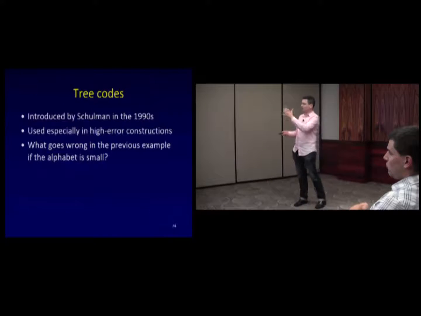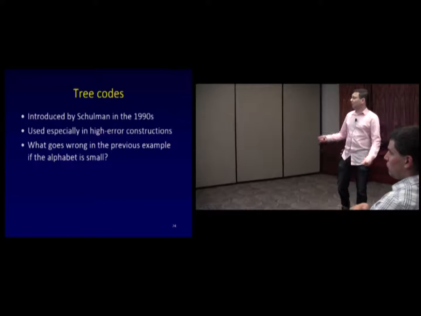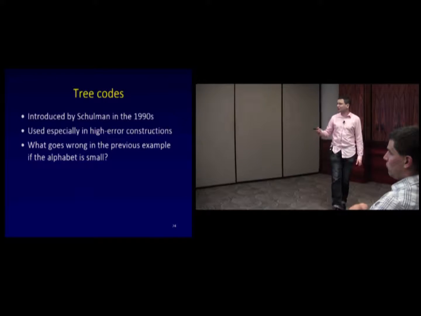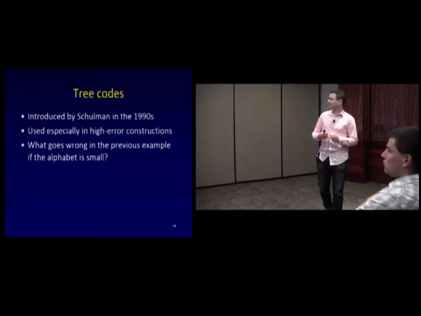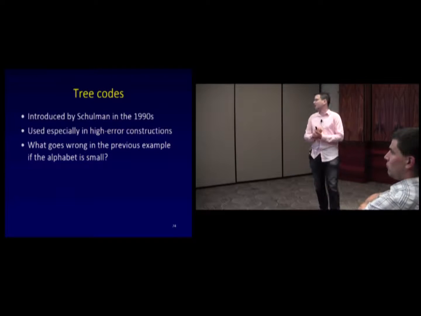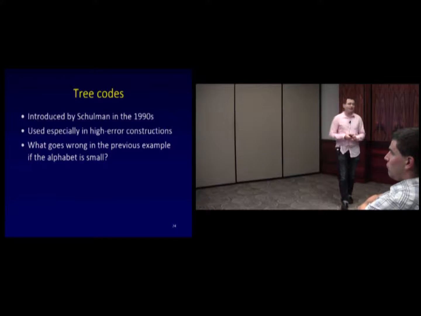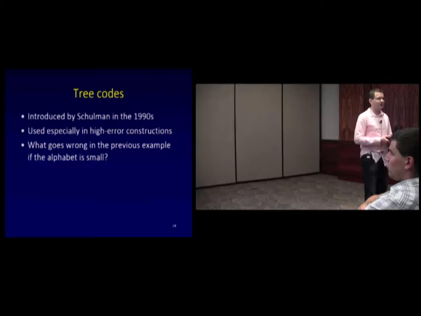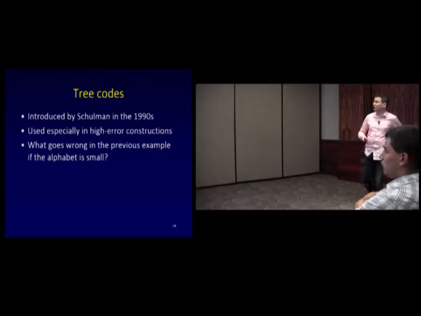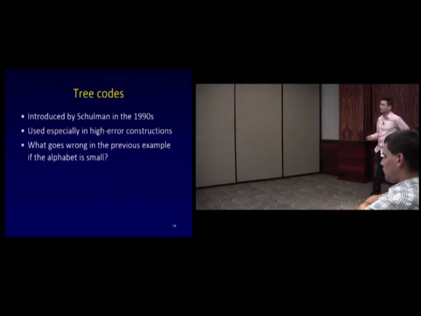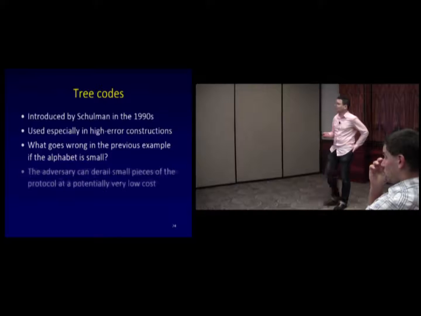The point to show is that it is a 2-slide analysis. They didn't hide too much stuff. So the second paradigm, which is very different, is the tree-code paradigm, which was introduced by Schulman in the 90s. And it's especially useful in higher constructions, when you want to push yourself all the way to the theoretically best possible error, that's where it really shines.